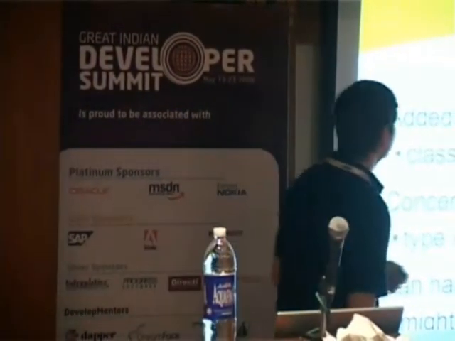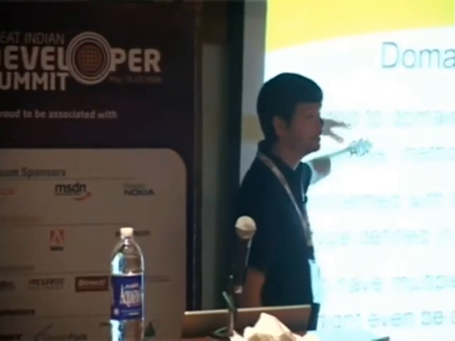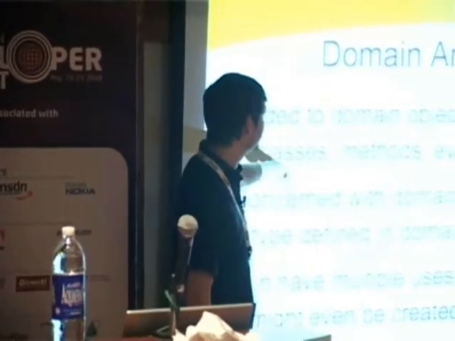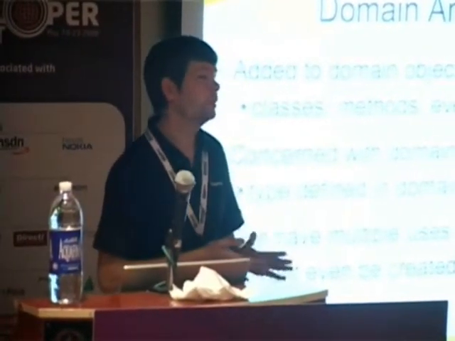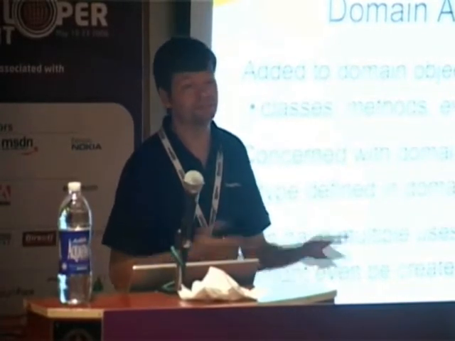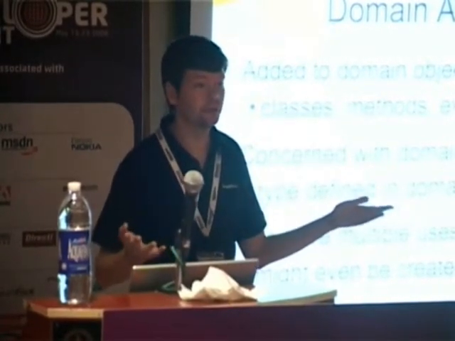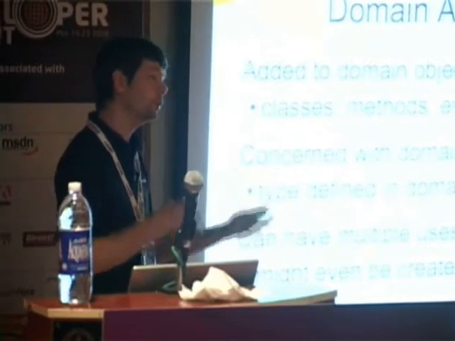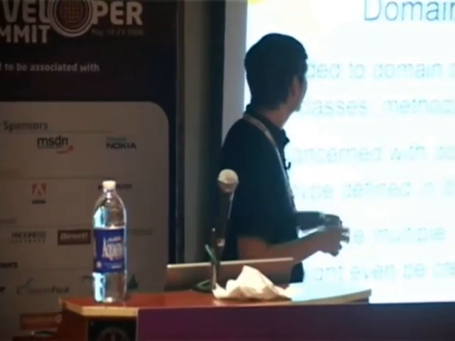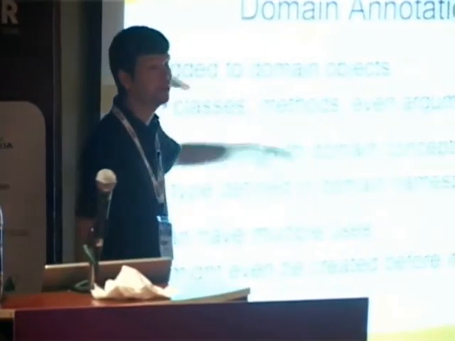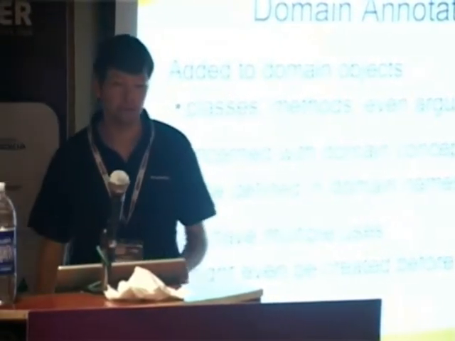What we want to do with domain annotations is quite the opposite. So these annotations are added to domain objects. You can add them to classes, to methods, or even arguments. The idea though is, there's no point in, for example, adding them to private methods. If they're private to a method, what do you want to add? You're not going to be using that from outside your class. But the key idea really is to add that to the main object, to the model of the business domain.